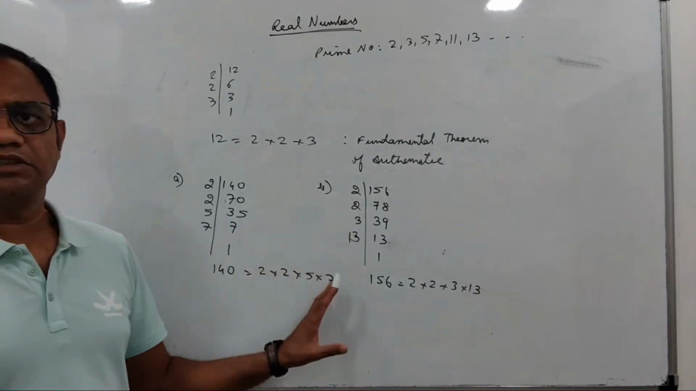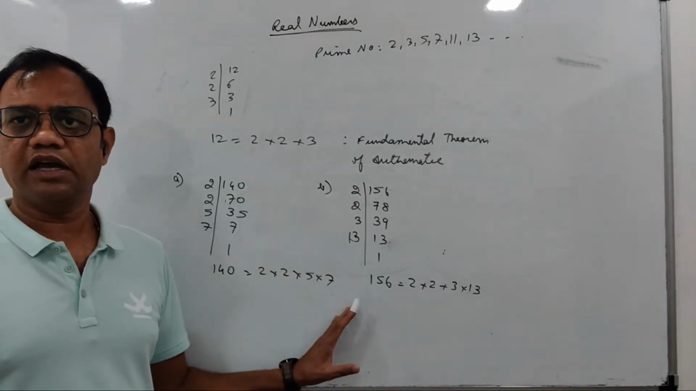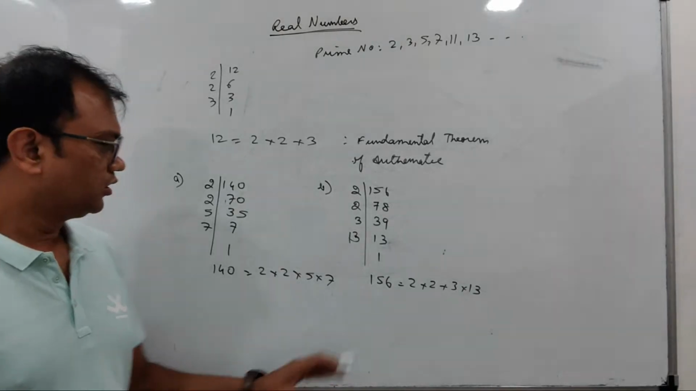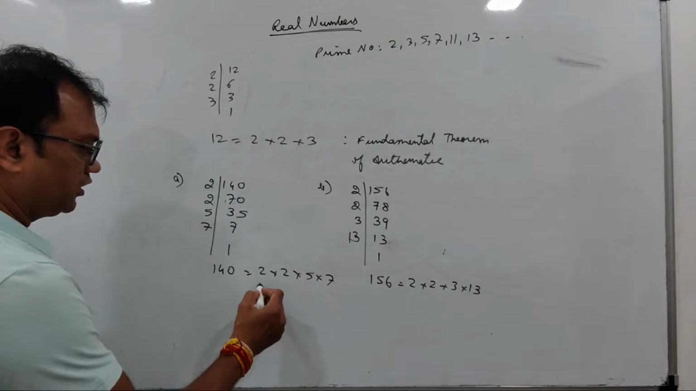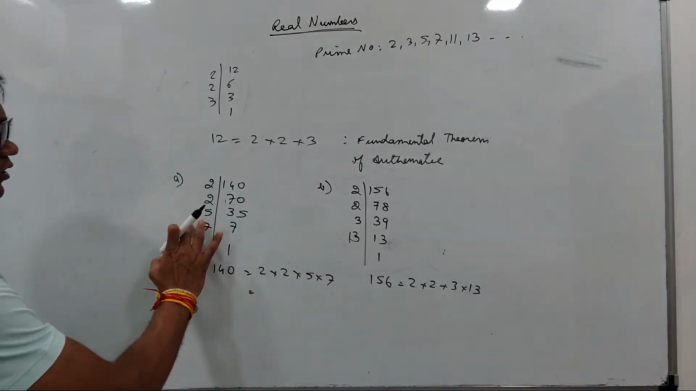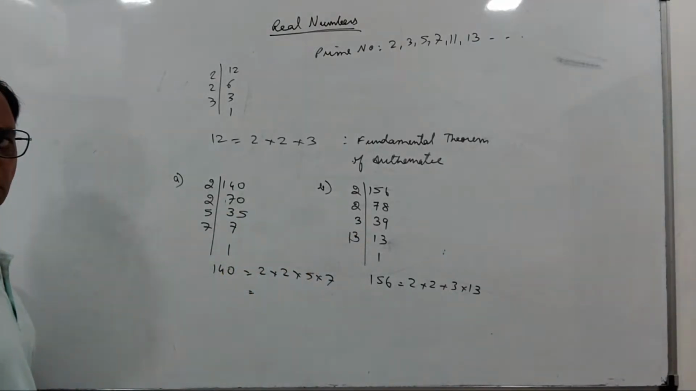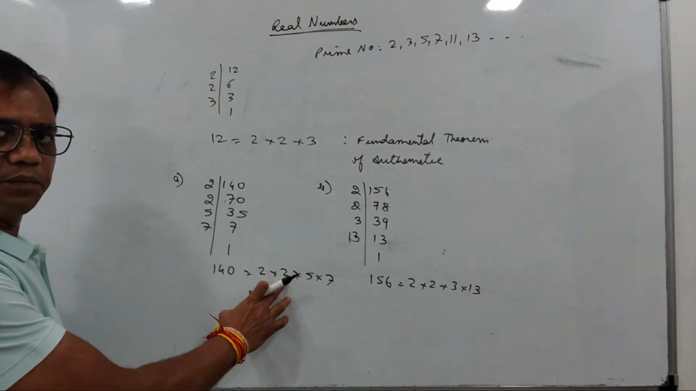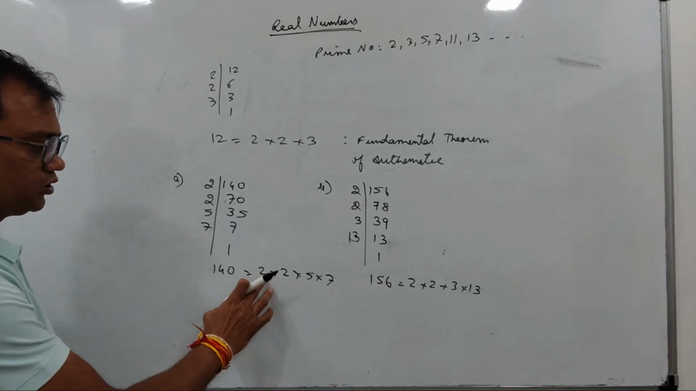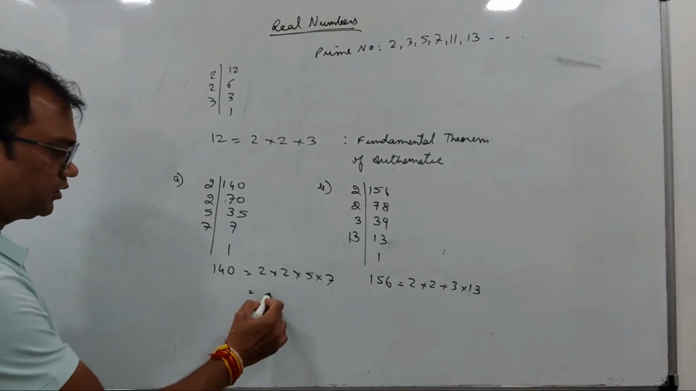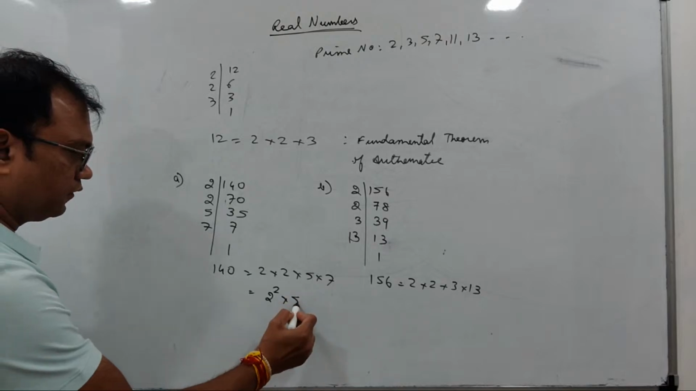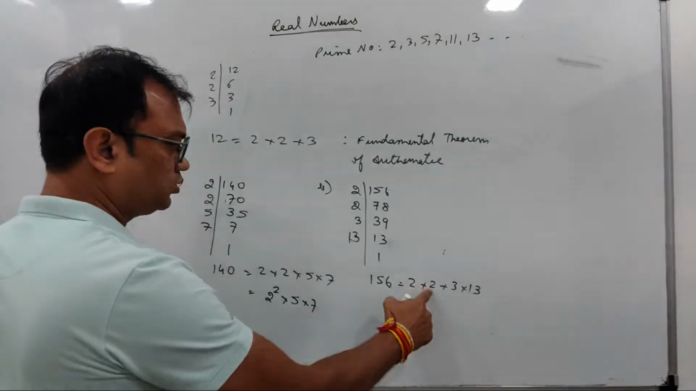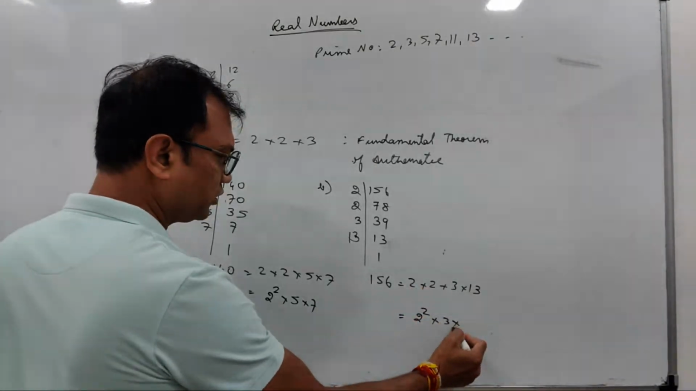The next stage of this question is to find out the HCF and LCM. Let us understand how we find the HCF and LCM. After doing the prime factorization, let's say I find the HCF and LCM of this question itself. Those numbers which are repeating, write in power form. This 2 is repeating, coming 2 times, so 2 raised to 2 into 5 into 7. 156 also has 2 coming 2 times, so 2 into 2 into 3 into 13.